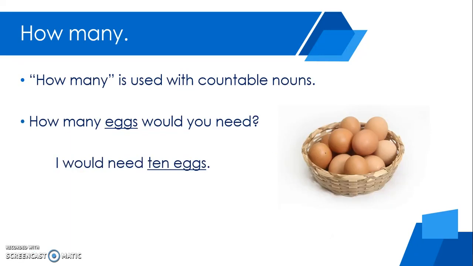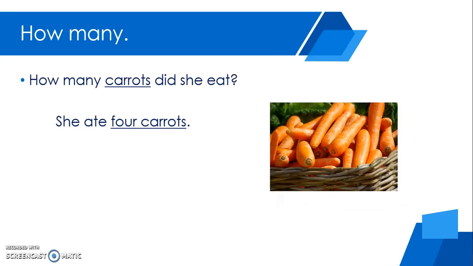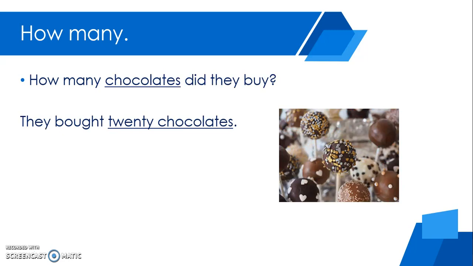Now, for how many, as you might guess, you need countable nouns, okay? Things that have a plural. For example, how many eggs would you need? I would need 10 eggs. How many carrots did she eat? She ate 4 carrots. Now, how many chocolates did he buy? They bought 20 chocolates.